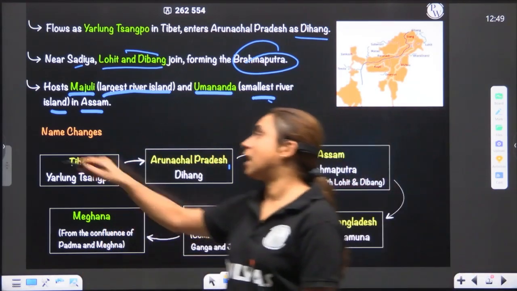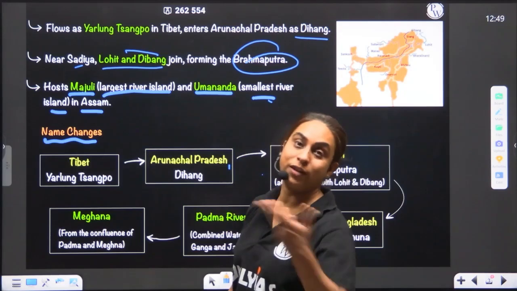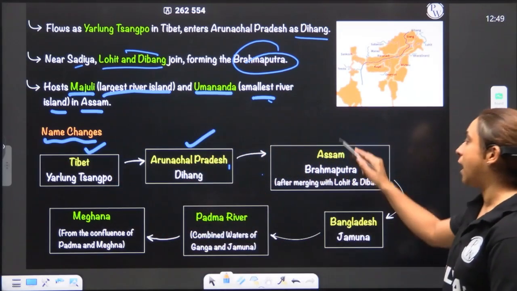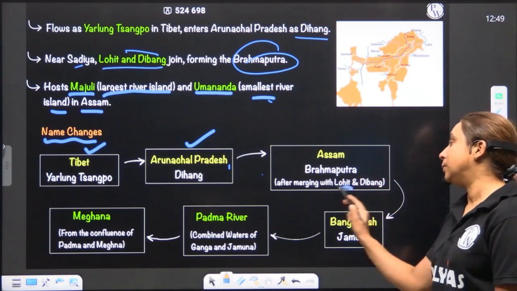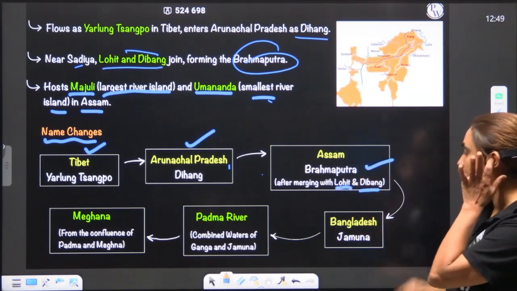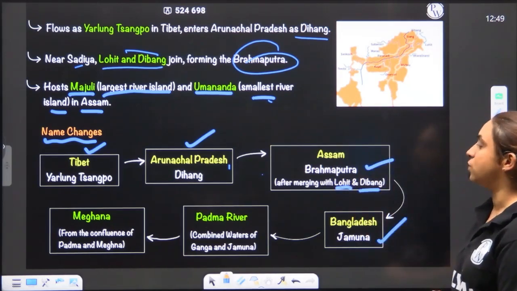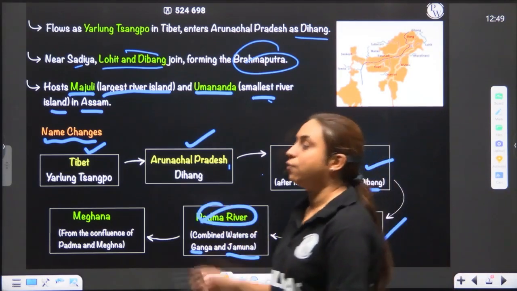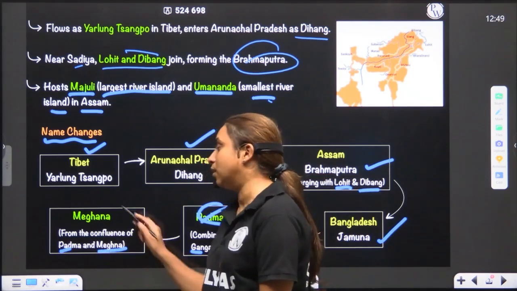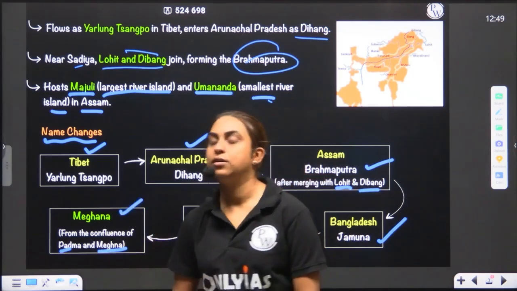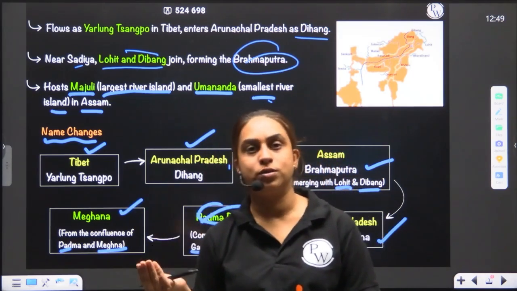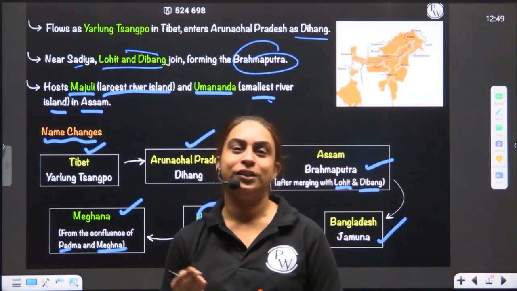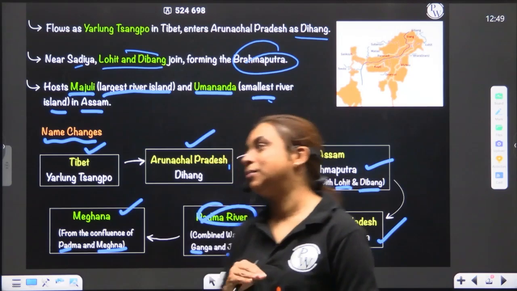Okay, so you'll see how the name of Brahmaputra is changing. It is known by various names. It is known as Yarlung Sangpo in Tibet. It is known as Dihang in Arunachal Pradesh. When it enters Assam after meeting Lohit and Dibang, it is known as Brahmaputra. When it moves towards Bangladesh, it is known as Jamuna. When Ganga meets Jamuna, it is known as Padma, and when Padma meets Meghna, it is called the Meghna River. So the name is changing: Yarlung Sangpo to Dihang, to Brahmaputra, to Jamuna, to Meghna.